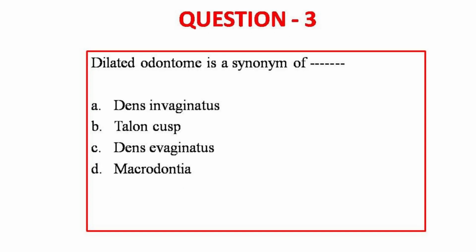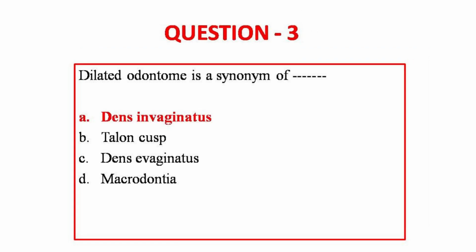Dilated odontome is a synonym of, they've given 4 options: dens invaginatus, talon cusp, dens invaginatus and macrodontia. The answer to this question is dens invaginatus. So what is this dilated odontome?